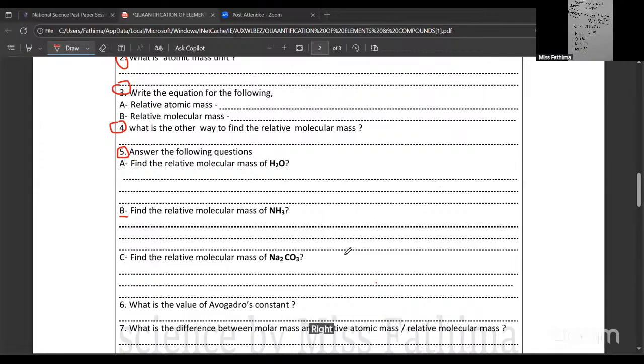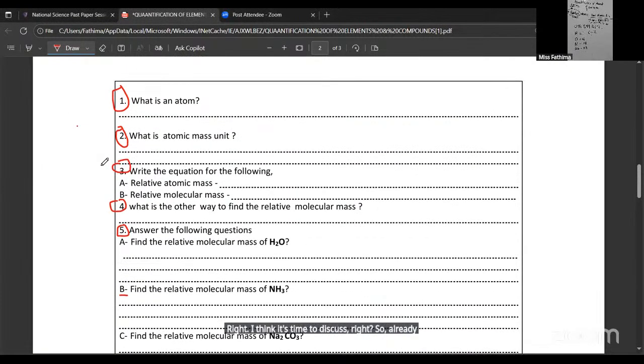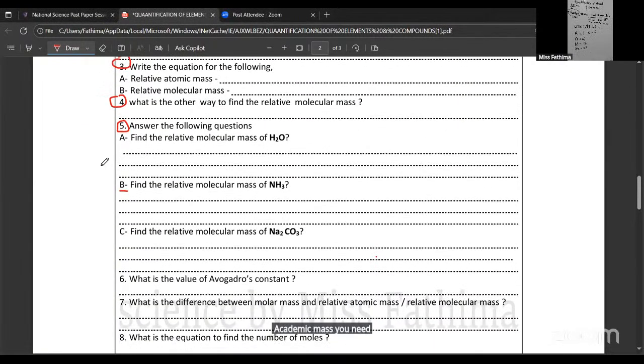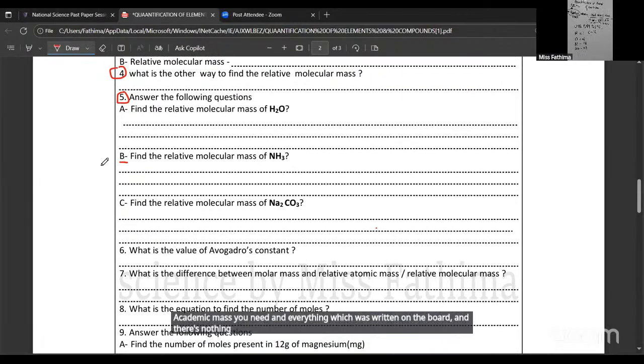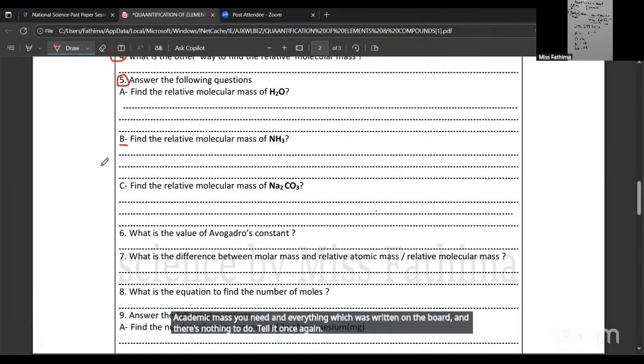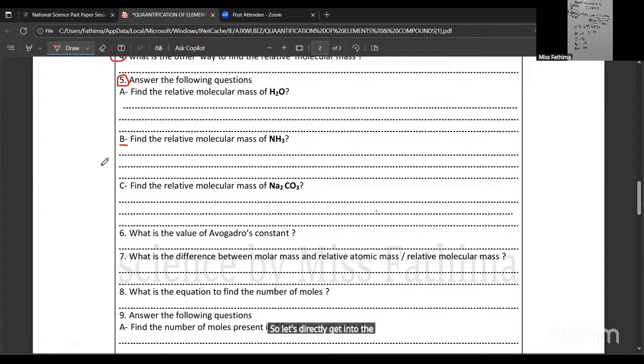Right. I think it's time to discuss. We already talked about the atomic mass unit and everything which was written on the board, and there's nothing to do. I tell it once again. So let's directly get into the question. Let's do the fifth one. So look at the board.